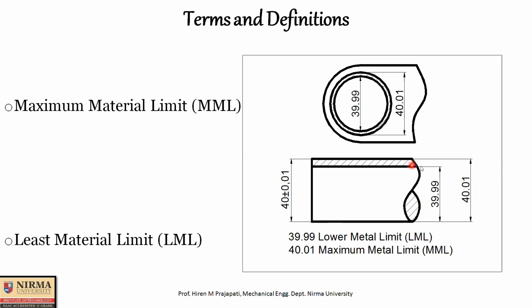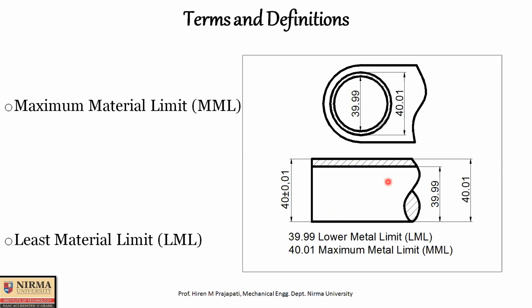If you take a difference, then you get tolerance of plus or minus 0.01, and the absolute tolerance is 0.02 mm, because from basic size upper side we have allowed variation plus 0.01, and with respect to basic size lower side we have allowed tolerance minus 0.01. So overall tolerance is 0.02 mm.